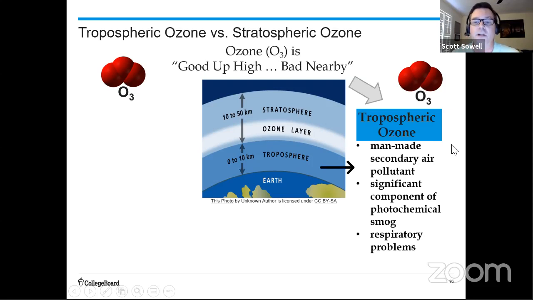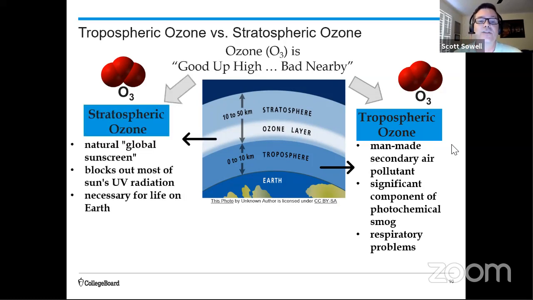Sometimes it's called ground level ozone. But this is a secondary air pollutant and it's man-made. So you should realize what the word secondary means, and also that this is not a natural substance. It is one of the main components of photochemical smog. As you recall, that is when we have things like NOx and VOCs and sunlight all combining to make this brownish haze called photochemical smog. One of the main constituents of that is ozone, tropospheric ozone, and that can clearly lead to a litany of respiratory problems for humans. So down near us, nearby, ozone is bad.